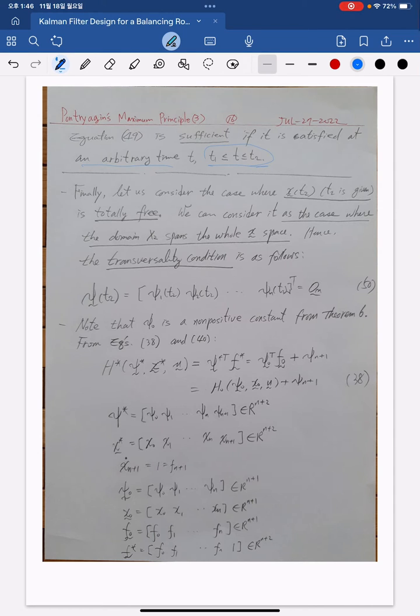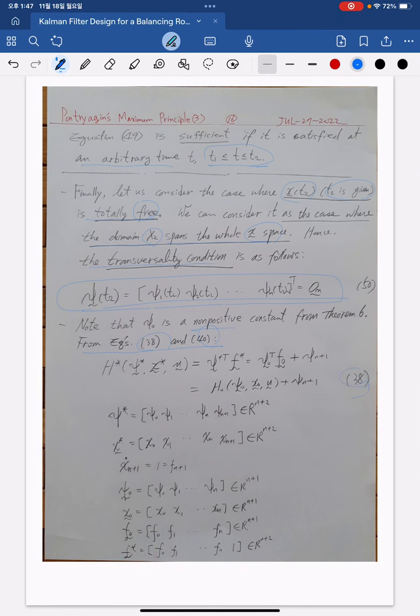Finally, let us consider the case where t2 is given and is totally free. We can consider it as the case where the domain x2 spans the whole x space. Here, the transversality condition is as follows. Note that psi 0 is a non-positive constant from Theorem 6, equations 38 and 40.